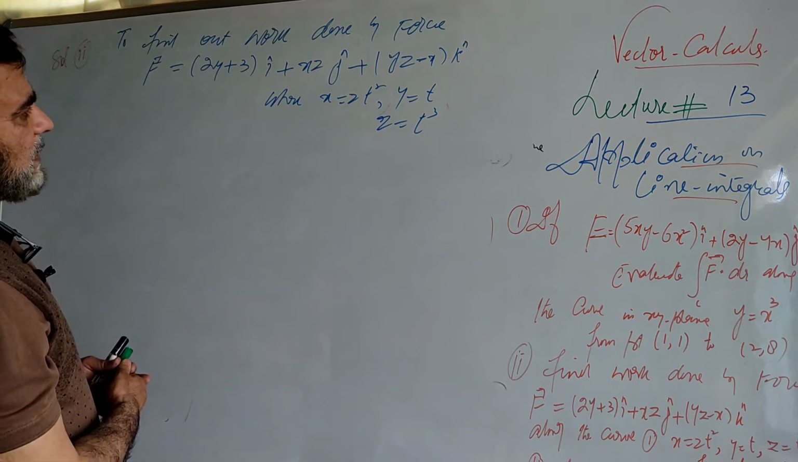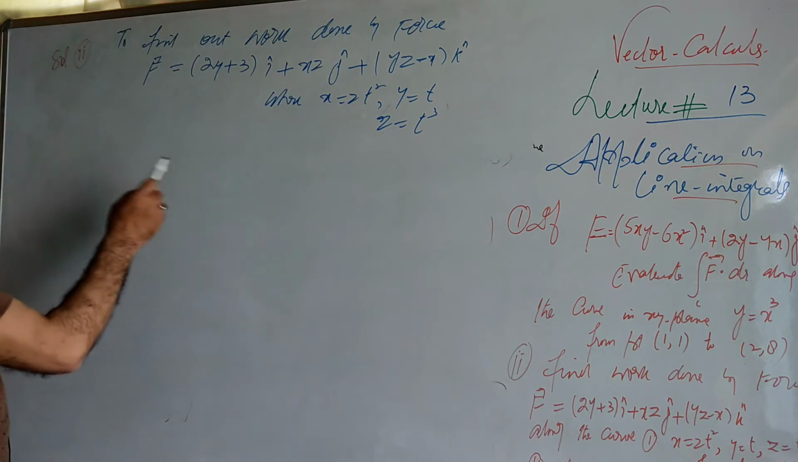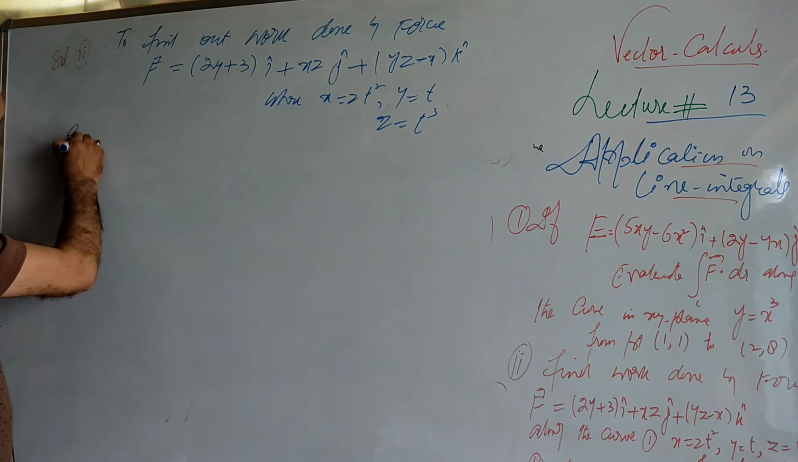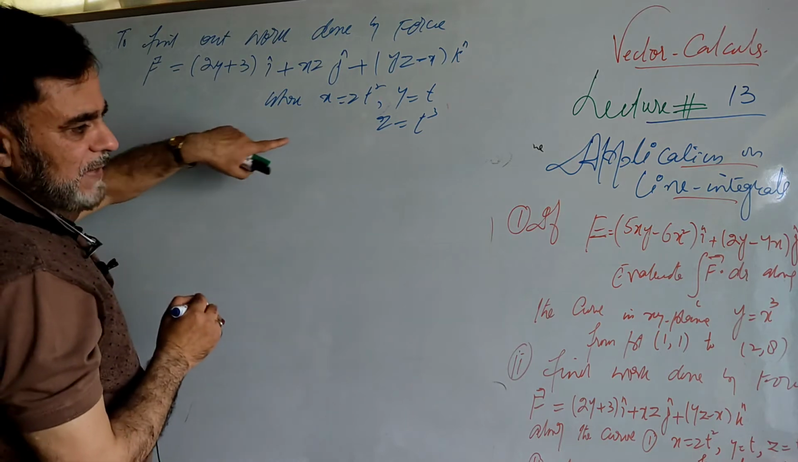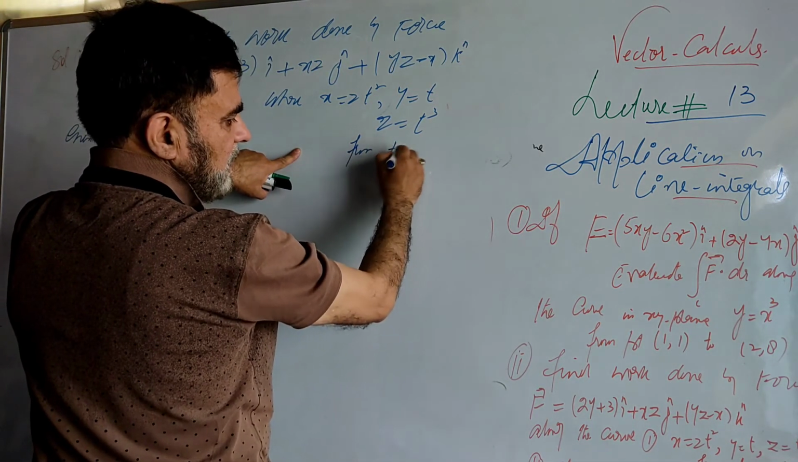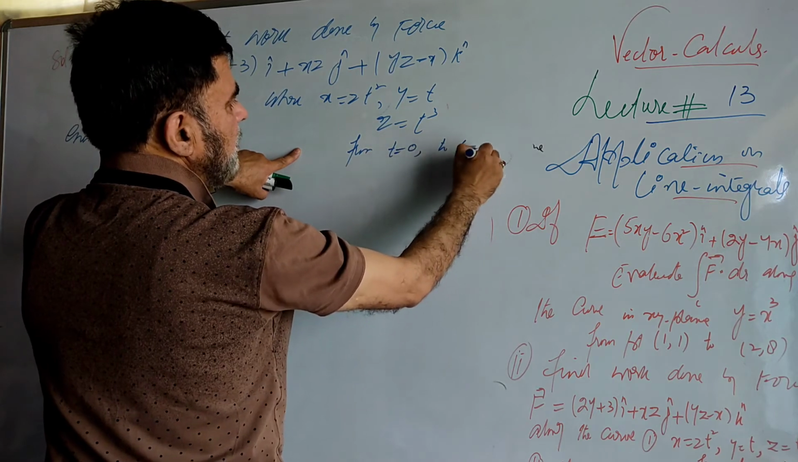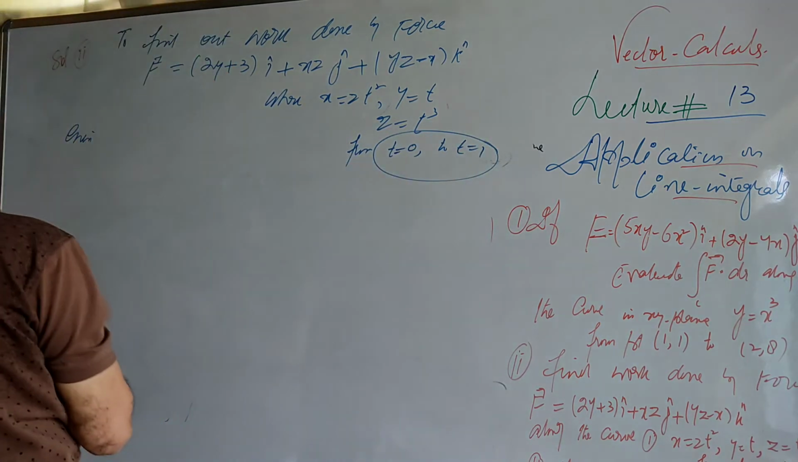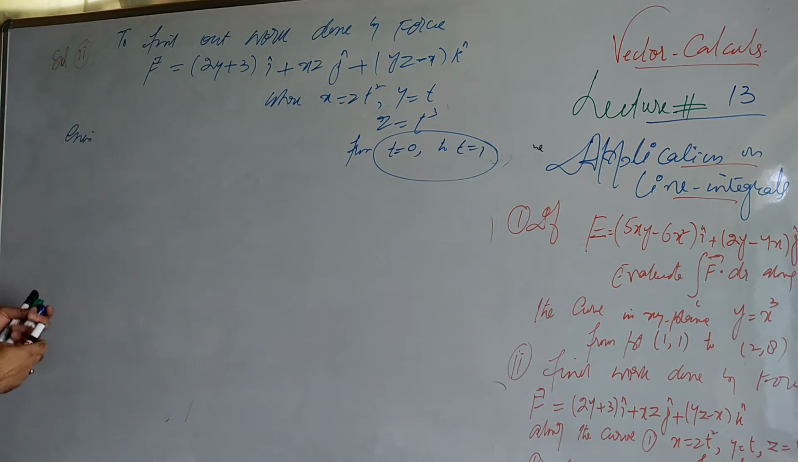Well, you have to find out the work done. Given equation of the curve is given by, you have to evaluate it from t running from 0 to t running from 1. Range is given for t. How do you go in this question?